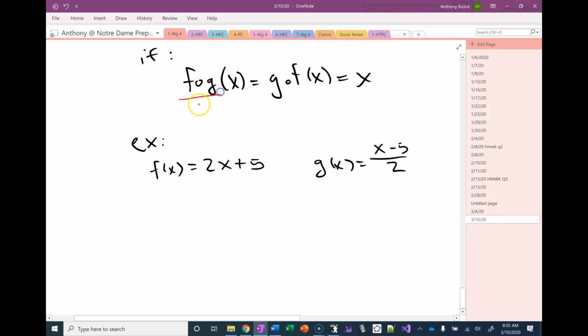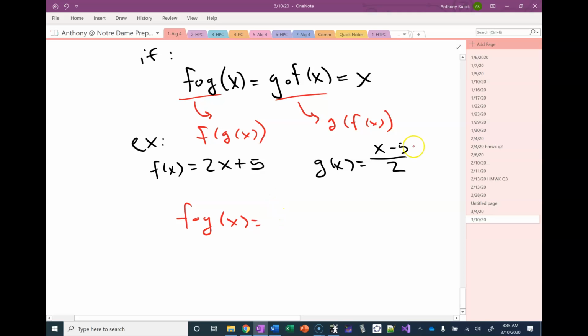Yeah, so you're right. What this means is that, and this one would mean that. Yup. So what are we going to do then? If I want to do f of g of x, I'm going to take my equation for g and plug it into the x in f.